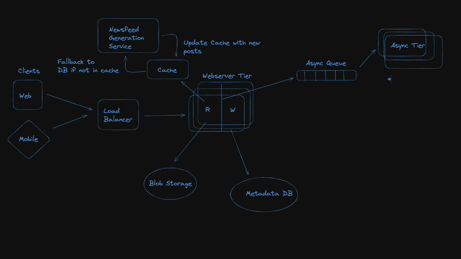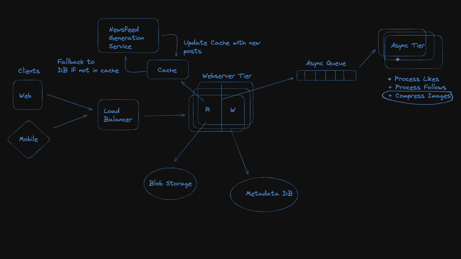Okay, so what might we want to do in the async tier? Well, we can do things like process likes. We can process follows. We can compress images. And we'll talk about this in a second, because this is a bit of a deep dive section. So let's just talk about that.